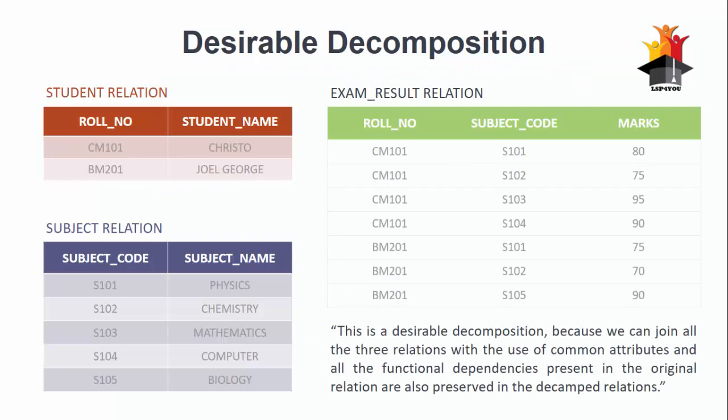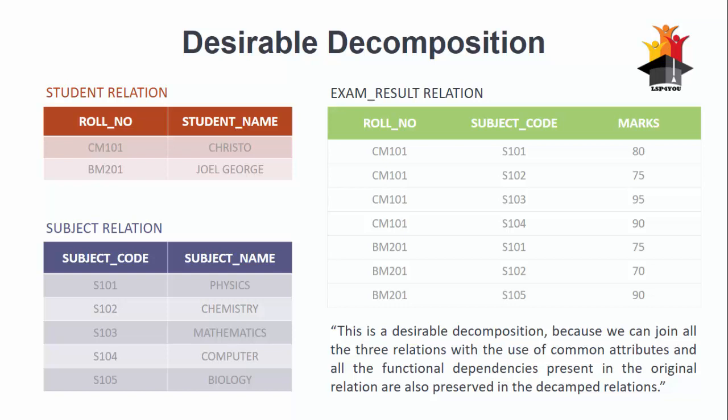So the decomposition of the examination relation into three relations, student relation, subject relation, and exam result relation, is a desirable one. You can join student relation and exam result relation with the use of the common attribute, that is roll number. Again, you can join exam result relation and subject relation with the use of the common attribute, that is subject code. So it is possible to join these relations together and we will get the original, and all the constraints like roll number determines the student name, subject code determines the subject name, and roll number, subject code determines the marks. All the dependencies are preserved.